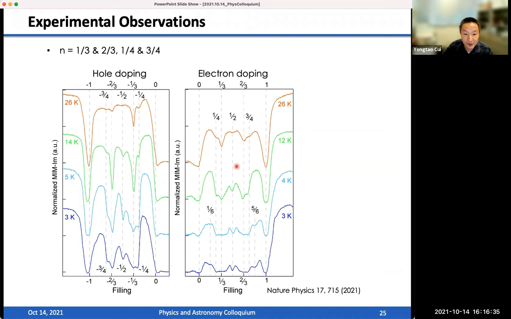Oh, no, there's also another peak. That's also a very pronounced peak, exactly at the half, 1/2, on both the electron side and the hole side. So that means in addition to this 1/3 and 1/4 filling, we also see these new states of 1/2 and also 1/6. Right. So what are those states?